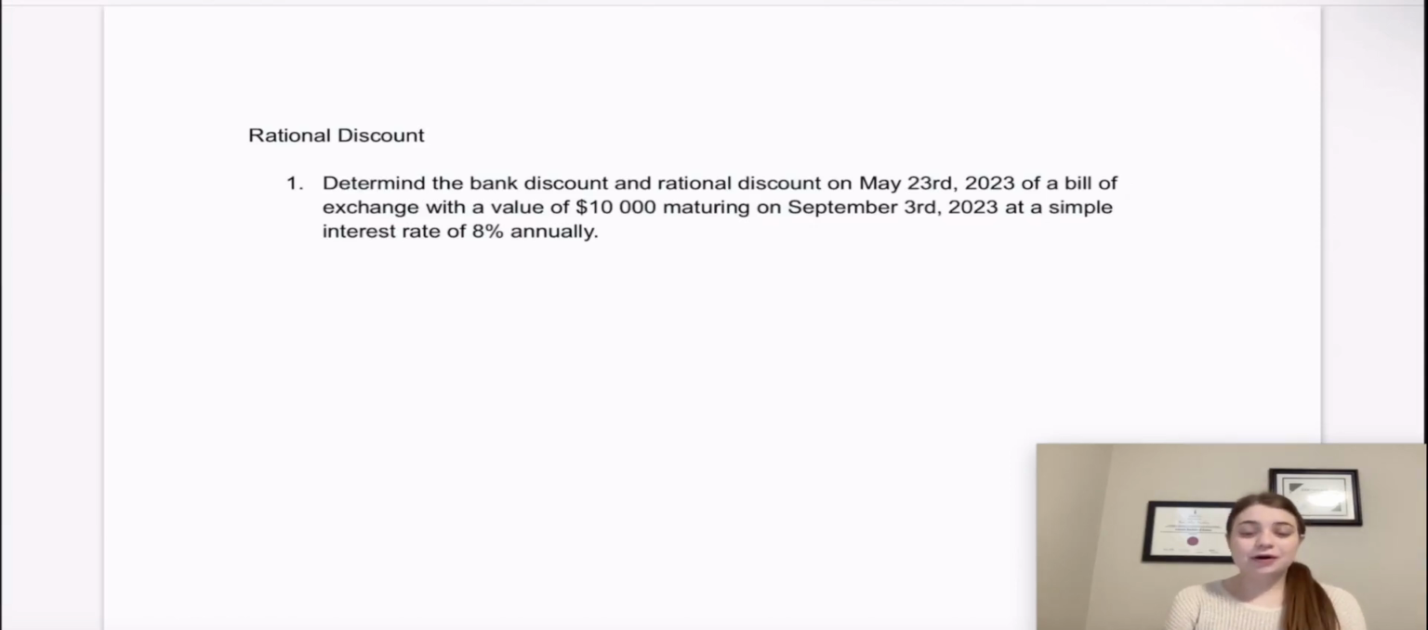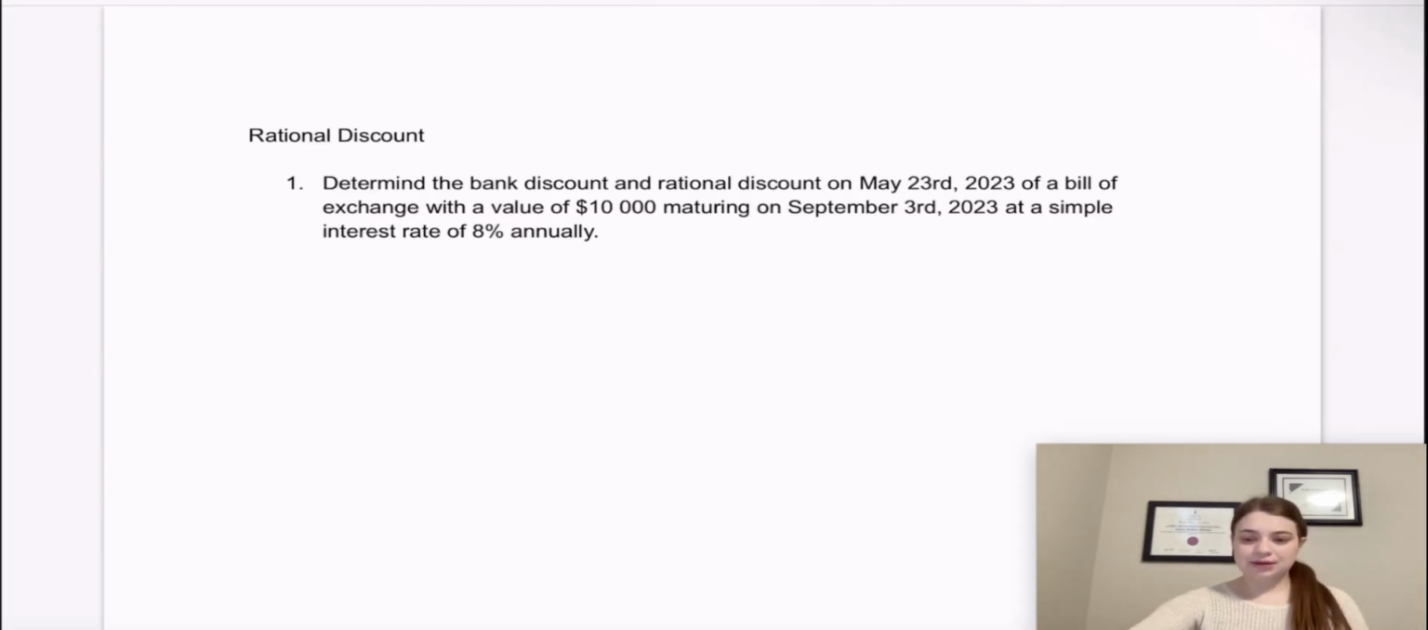So today we are going to be answering this question regarding the bank discount and rational discount. It says determine the bank discount and rational discount on May 23rd of 2023 of a bill of exchange with a value of $10,000 maturing on September 3rd, 2023 at a simple annual interest rate of 8%.